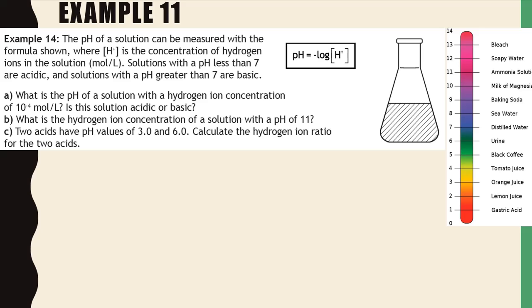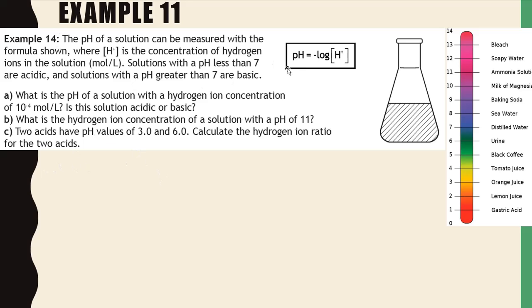So let's do one more word problem, and this one has to do with chemistry. The pH of a solution can be measured with the formula shown below, where H+ is the concentration of hydrogen ions in the solution. Solutions with a pH less than 7 are acidic, and solutions with a pH greater than 7 are basic. So our first part is, what is the pH of a solution with a hydrogen ion concentration of 10 to the power of negative 4 moles per liter? Is the solution acidic or basic?